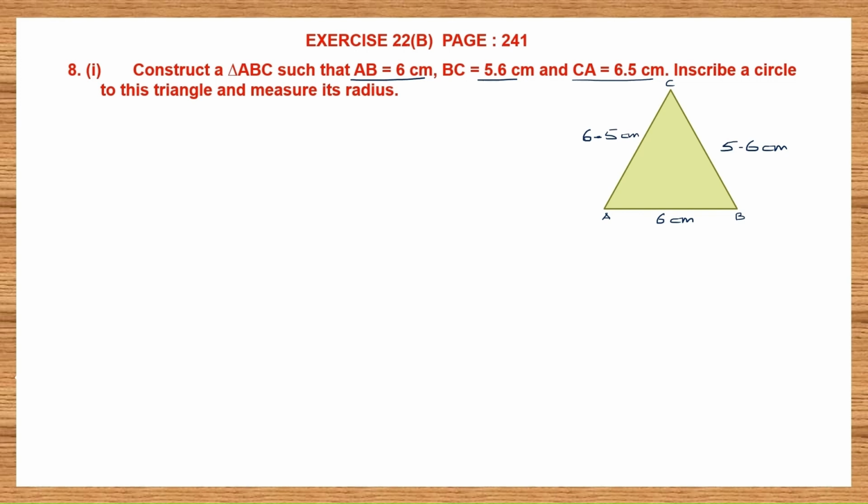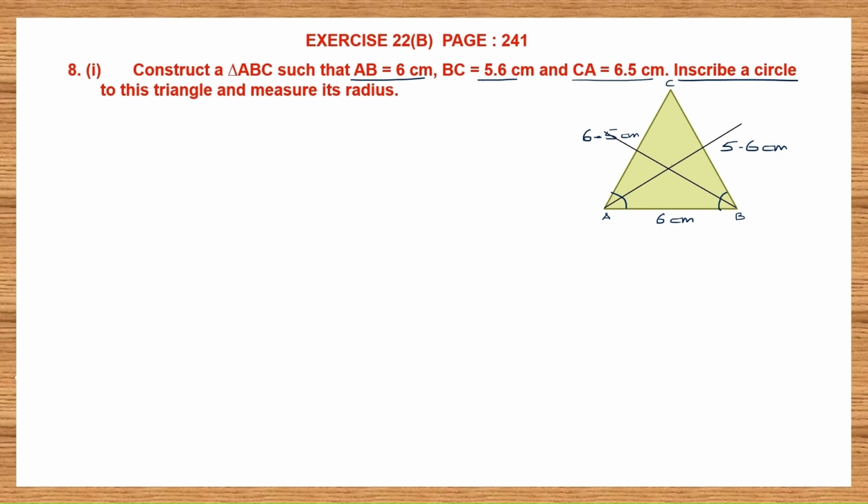Then to draw an incircle or to inscribe a circle, here we have to bisect any two angles. This triangle has three angles. We bisect any two. So we can bisect A and B, or A and C, or C and B. Any two angles we can bisect. That means divide it into two equal halves. So that's the next step. So we bisect B and A and we get two lines like this.